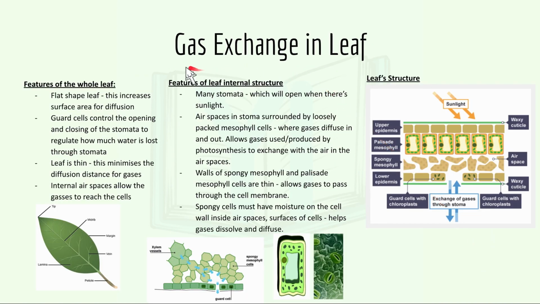And then next we have gas exchange in the leaf. So here are the features of the whole leaf. It has a flat shape, with guard cells controlling the opening and closing of the stomata to regulate how much water is lost. The leaf is thin, and internal air spaces allow the gases to reach the cells.